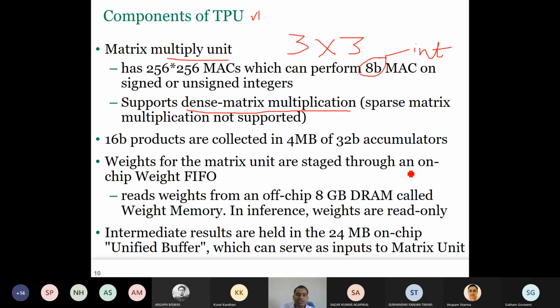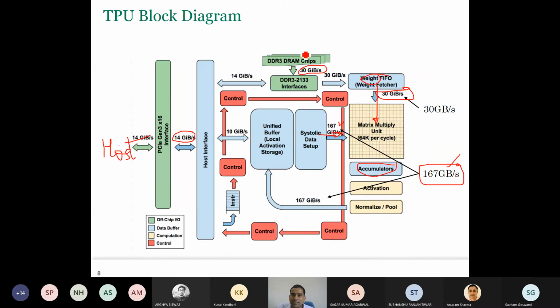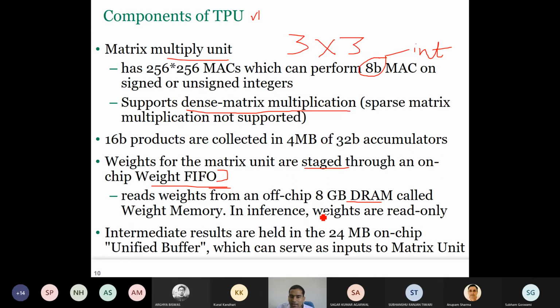Now, weights for the matrix unit are staged through an on-chip weight FIFO. A systolic array always requires some kind of staging or data setup, because we have that alignment in time. The first input will come first, then two inputs will come, then three inputs, and so on. That staging happens in the weight FIFO. It reads weights from a DRAM, which is off chip, and that is called weight memory. During inference, weights are read only because weights don't change in inference. Weights are decided during training. The whole training is about deciding the weights.